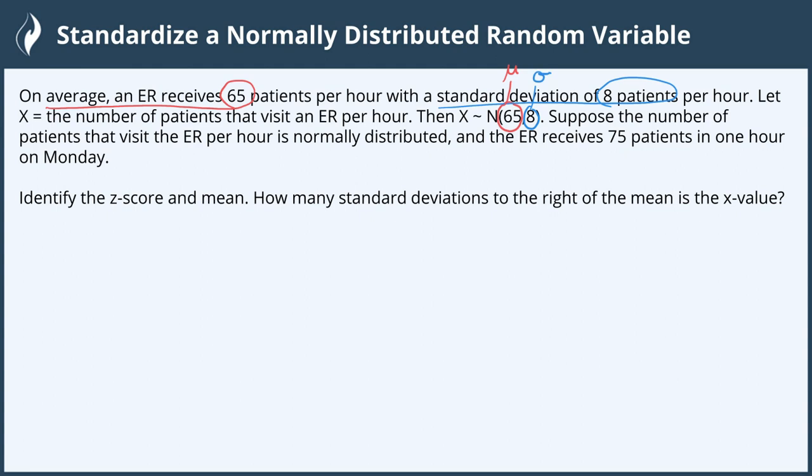Now we just need to standardize this by using x equaling 75. So we have x equals 75, a mean or mu of 65, and a standard deviation or sigma of 8. We can use these to find the z-score, or the standard score, by taking our x, subtracting mu or the mean, and dividing it by the standard deviation.